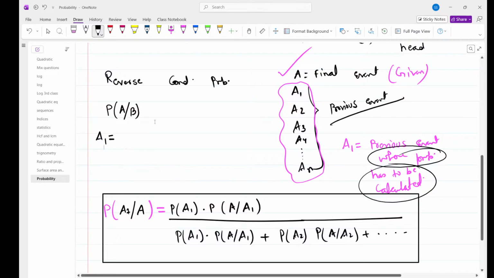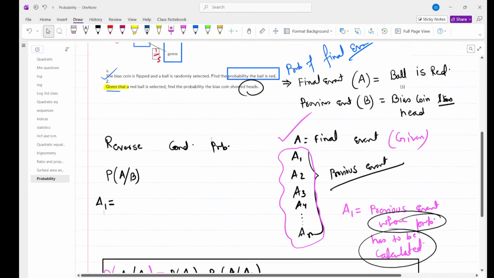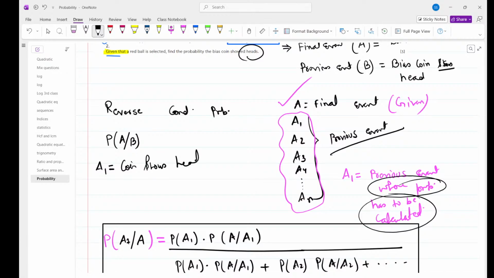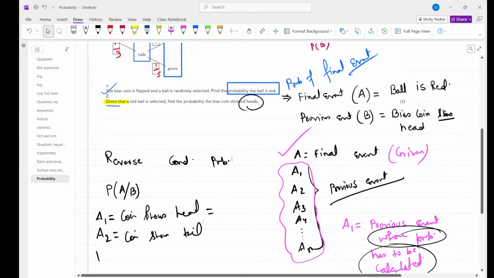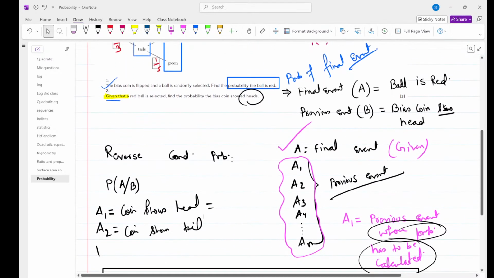So what is A1? A1 is the previous event, which was the coin showing a head. Write it. A is the ball being red. So what should be A2? The other previous event will be the coin showing tail. There will be only two options. Now, what should be the probability of the previous event? When you flip the coin, you either get a head or tail. There's no previous event before that.